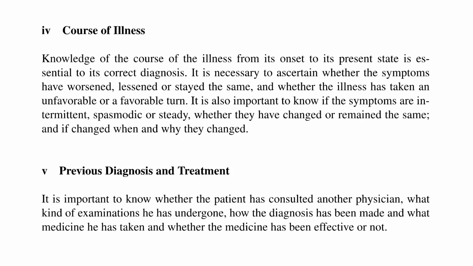Next, the course of illness. Knowledge of the course of the illness from its onset to its present state is essential to its correct diagnosis. It is necessary to ascertain whether the symptoms have worsened, lessened, or stayed the same, and whether the illness has taken an unfavorable or favorable turn. It is also important to know if the symptoms are intermittent, spasmodic, or steady, whether they have changed or remain the same, and if changed, when and why they change.